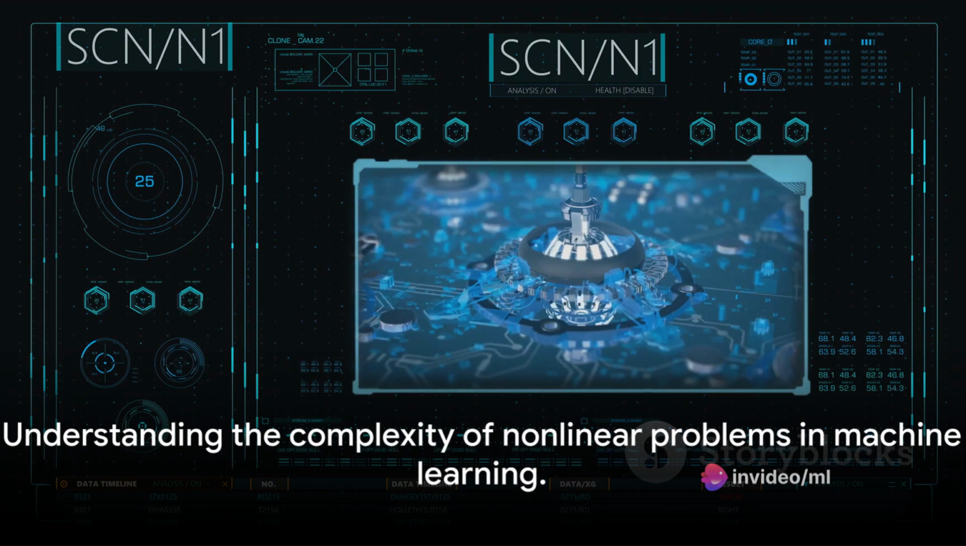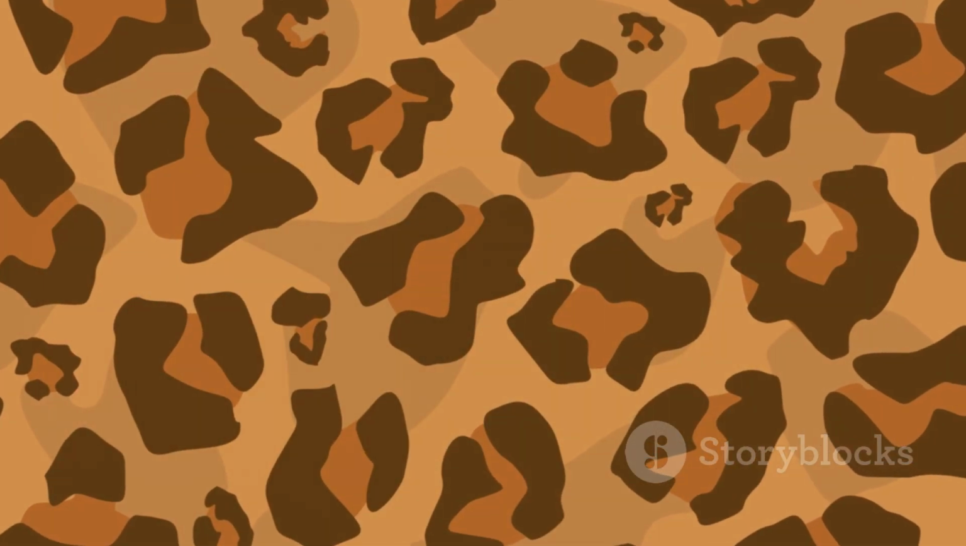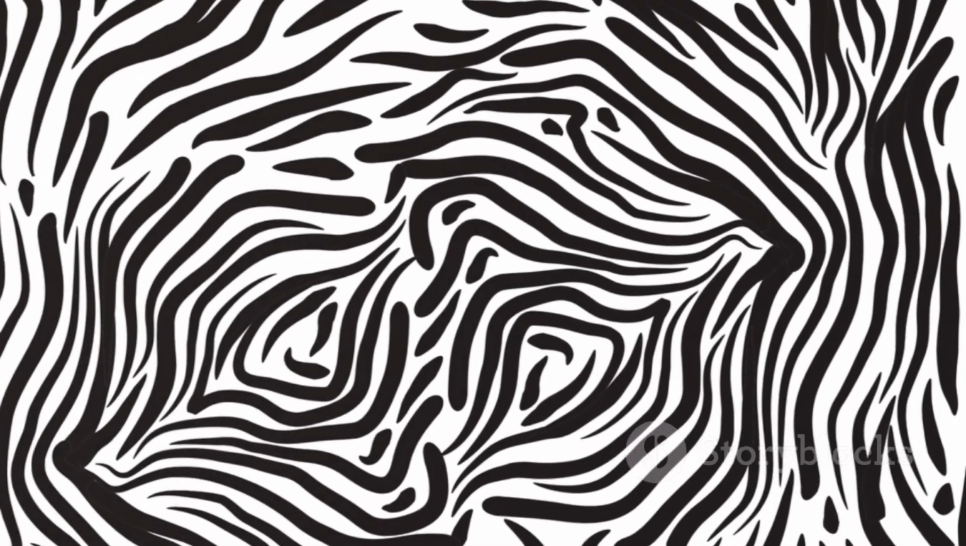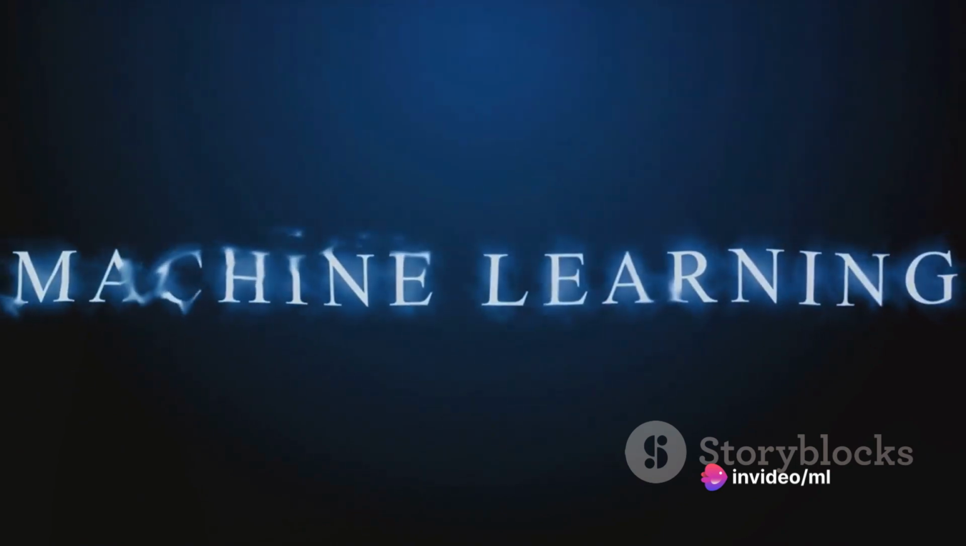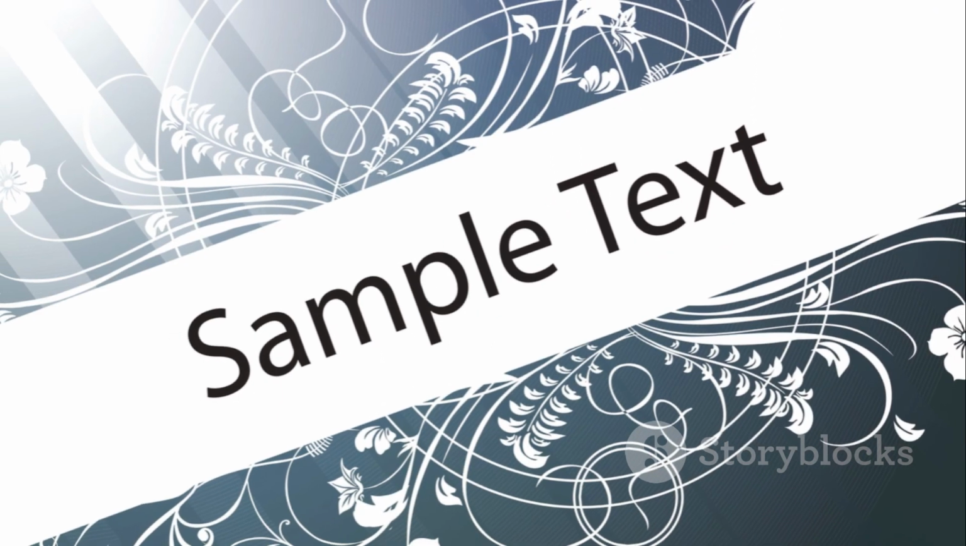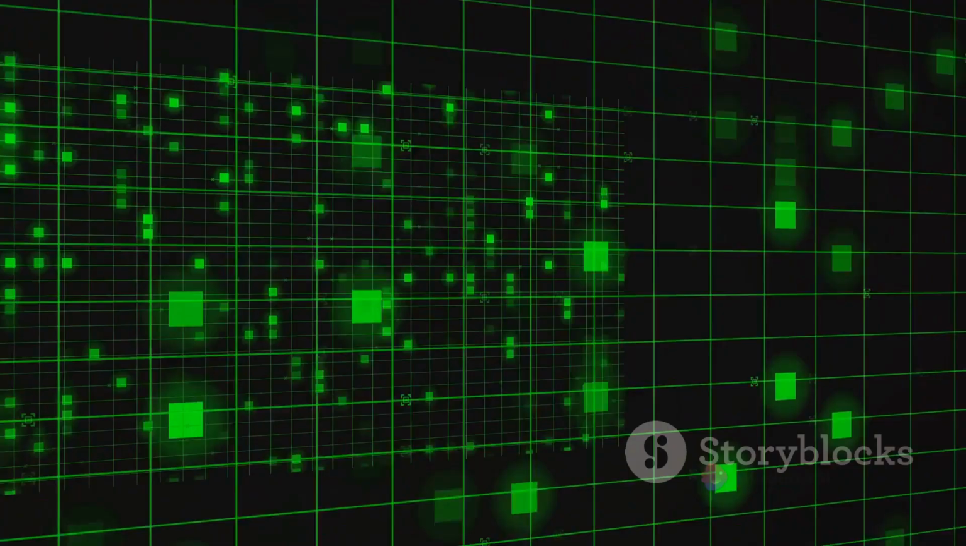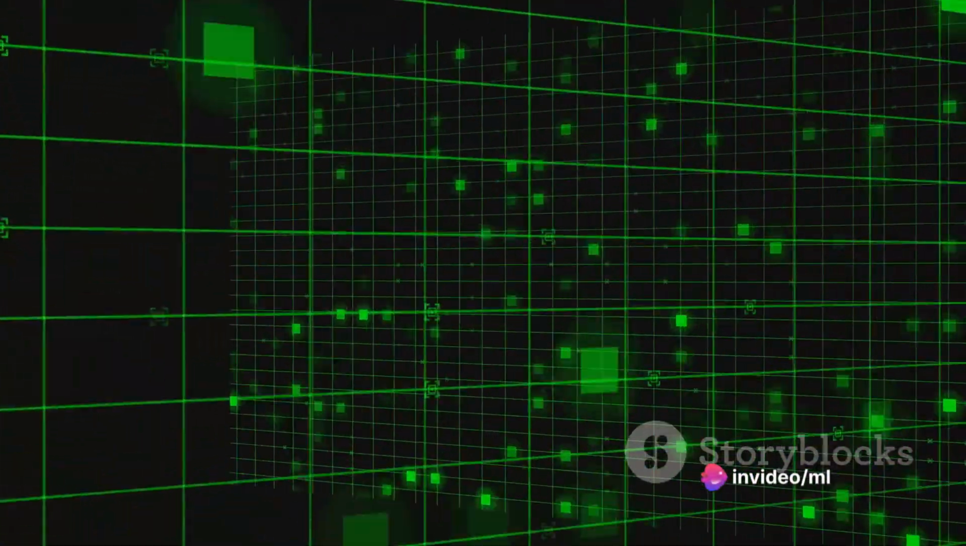Take image recognition, for example. The features that distinguish a cat from a dog are not simply a matter of height or weight, but involve intricate patterns and shapes that a linear model just can't grasp. Or consider text classification, where the meaning of words can change based on context and the order in which they appear. A linear approach just won't cut it. These problems require a model that can handle their complexity and nuance.